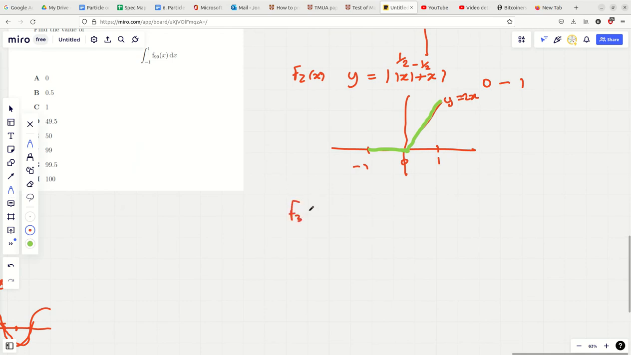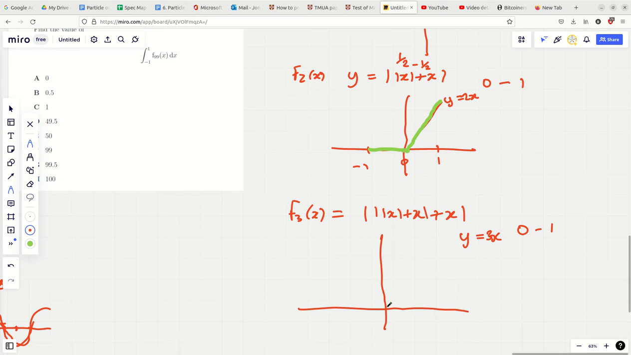F of 3 of x. What's that going to look like? Well, this is mod of x plus x, finish the mod, plus x, finish the mod. What does this look like? Well, it's awkward, but once again, from 0 to 1, it isn't. It's just going to be y equals 3x, because you know you're dealing with positive x's. What does the modulus do to a positive x? Nothing. Not a thing. So we're going to have positive x plus an x, that's 2x. Modulus still does nothing because it's still positive. Plus another x, 3x. Modulus does nothing, it's still positive. So this is just y equals 3x on the right-hand side. So it's just getting a bit steeper.